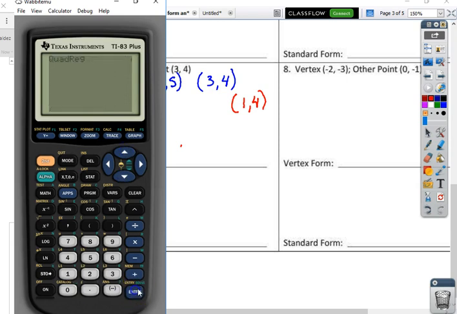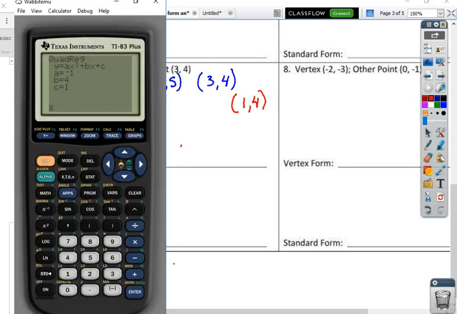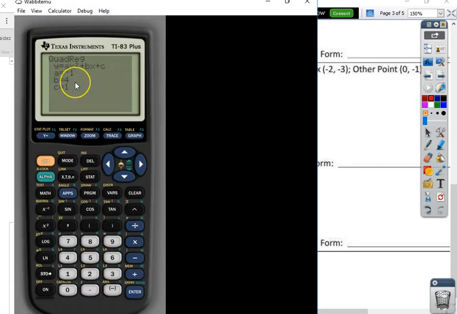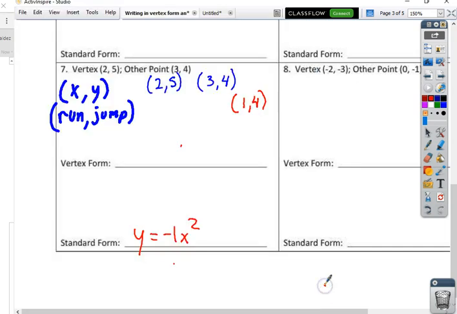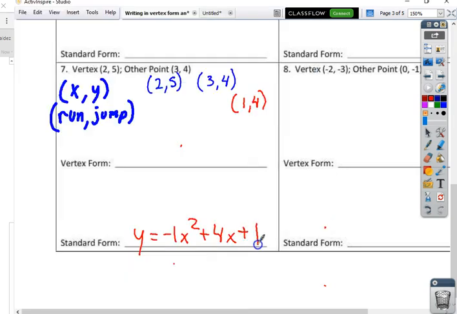So 1, 2. Now it gives me my A, B, and C. All I have to do is write that in standard form. This is standard form. So I'm going to write y equals, and it gives you for A, -1. So we're going to put -1x squared. And for B, it gives you 4. So we're going to put plus 4x, and last is C, which is 1. So we're going to put plus 1. And that is my standard form.